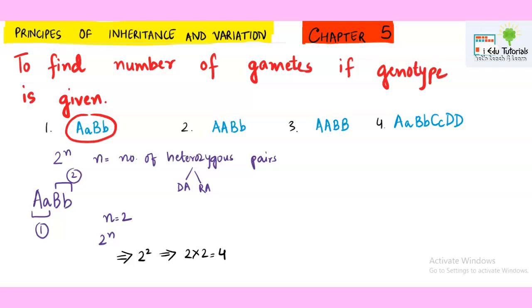We are moving ahead to the second example in which I have taken capital A, capital A, capital B, small b. If you see in this example, this is homozygous dominant because both the alleles are dominant. So this is not counted as heterozygous. If you look at this one, yes, this is an example of heterozygous because it has dominant allele capital B and recessive allele small b.